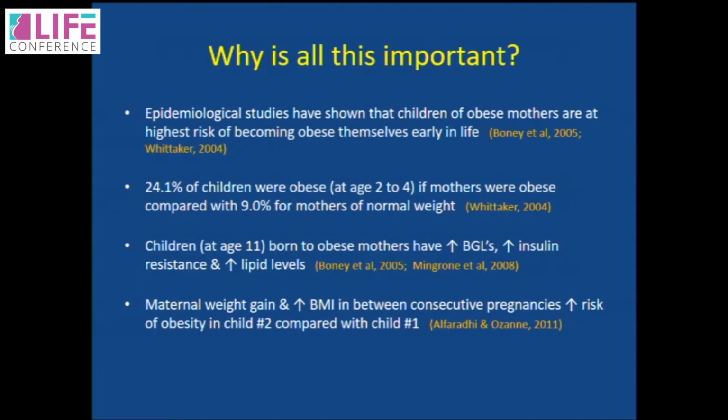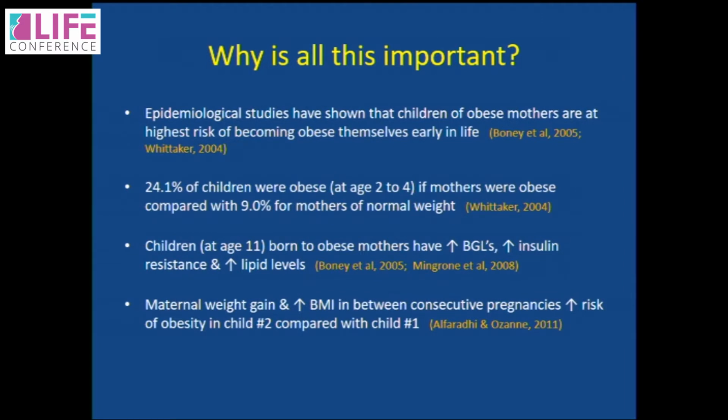So in the last few minutes, I just want to discuss why all this is important, and a lot of this has to do with intrauterine fetal programming. We try to set things up better for the next generation by improving the metabolic health of mothers who are pregnant. I've summarized some key points here. A number of epidemiological studies have shown that the children at the highest risk of becoming obese themselves are the ones born to obese mothers, okay?